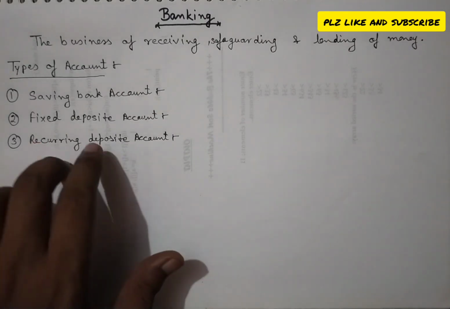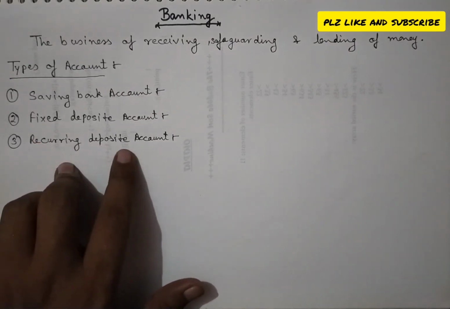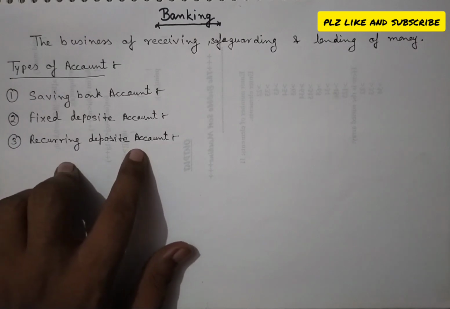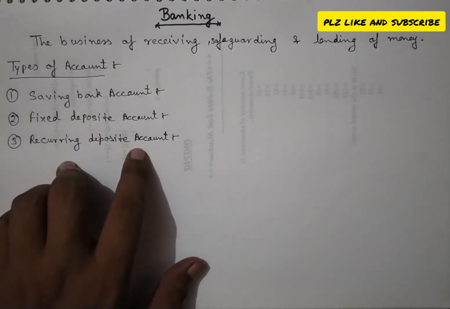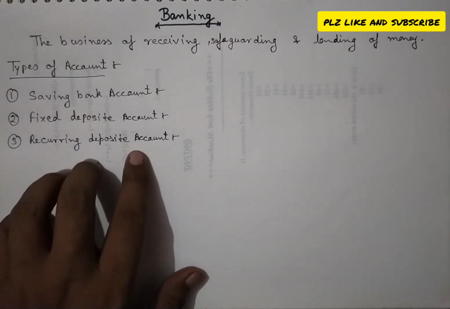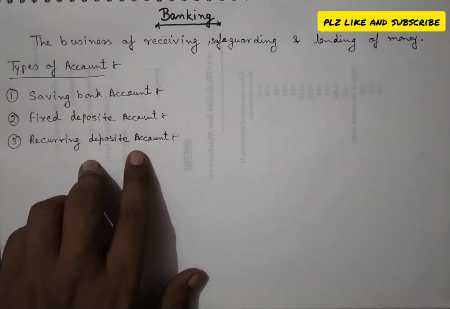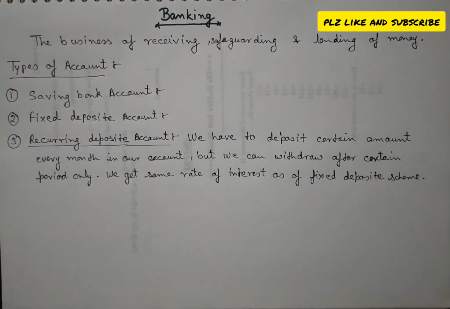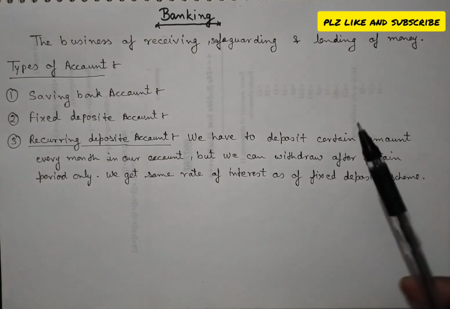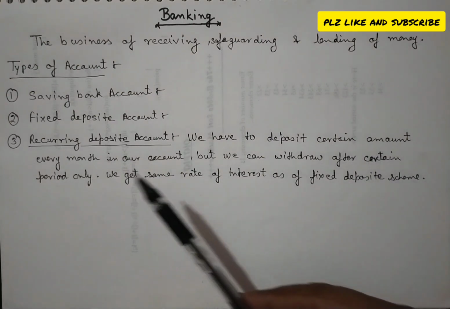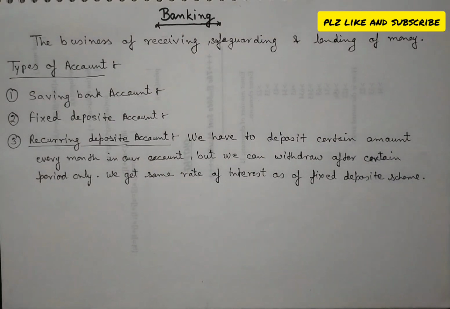But in the case of the recurring deposit account, we have to submit a certain value every month without any lapse, and we get our final value at the expiry of that time period. So here we have to deposit a certain amount every month in our account, but we can withdraw after the certain period only, and we get the same rate of interest as that of the fixed deposit scheme.